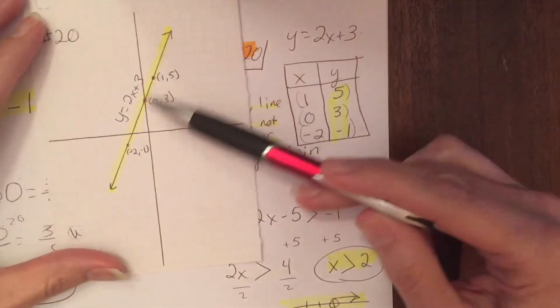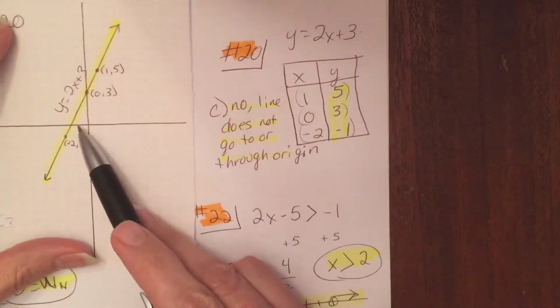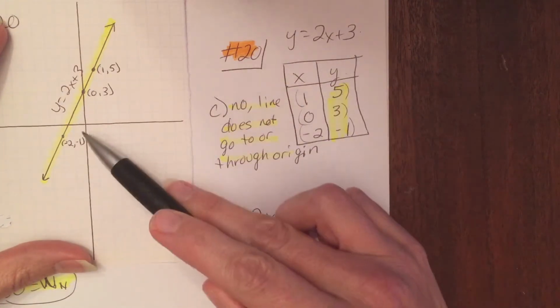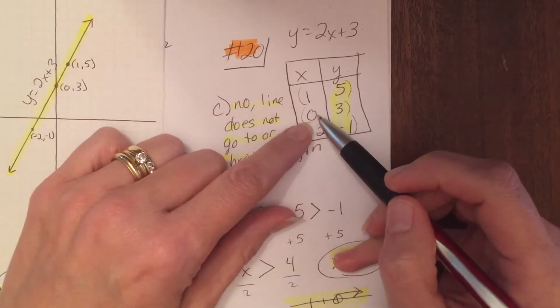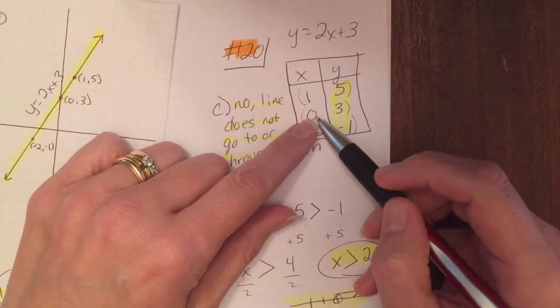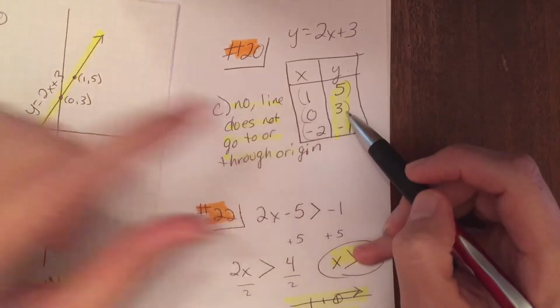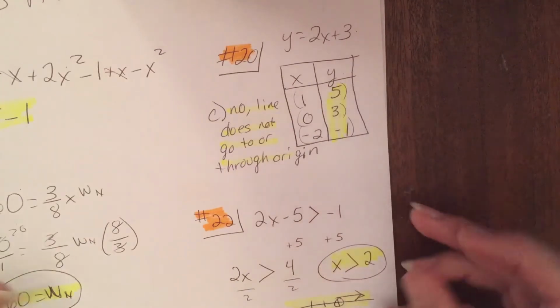No. It is a straight line, which is one of our tests, but it does not go to or through the origin. We're adding something, so it's not going to go through the origin. Okay? Basically, if it is directly proportional, if x is 0, y would be 0. But in our case, when x is 0, y is 3. So that makes it not directly proportional.